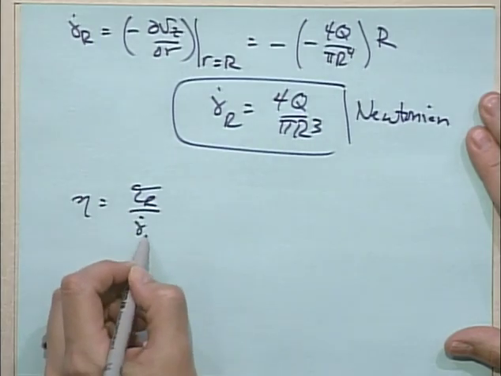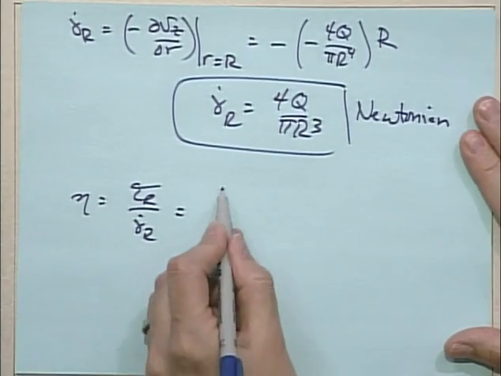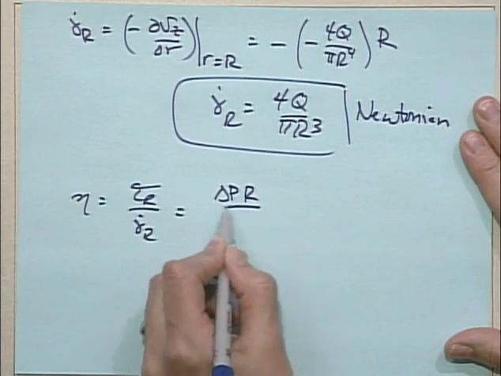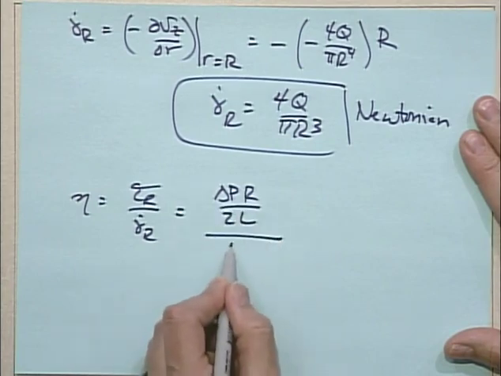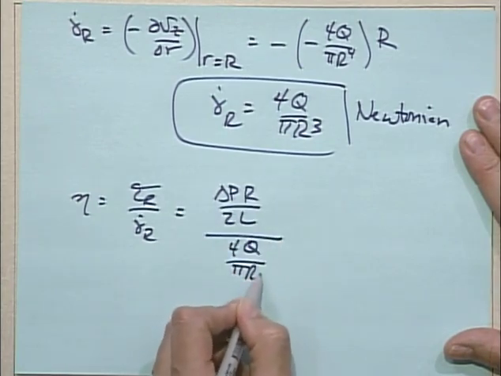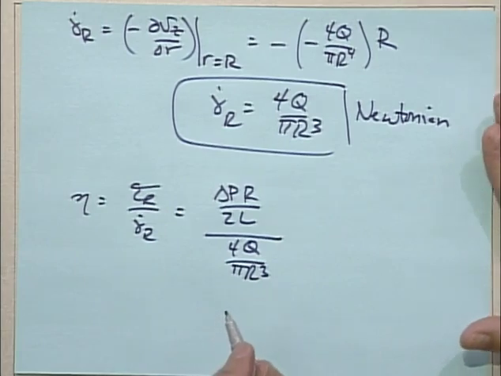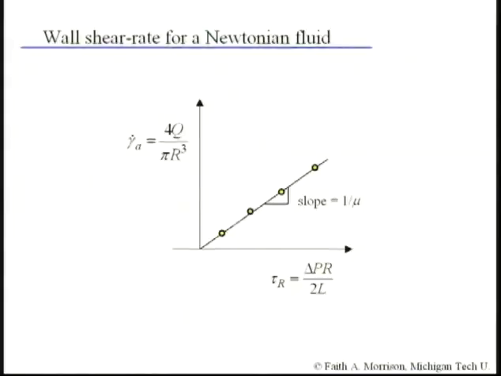So to calculate for a Newtonian fluid, the viscosity equals tau_R over gamma dot_R, which is equal to delta P R over 2L divided by 4Q over pi R cubed, and you're done. Or you can be a little more statistical, and plot 4Q over pi R cubed versus delta P R over 2L, get a line and do a linear regression. And the slope is 1 over the viscosity.